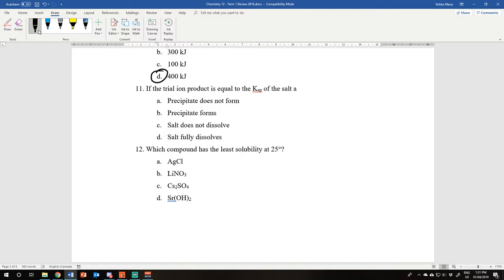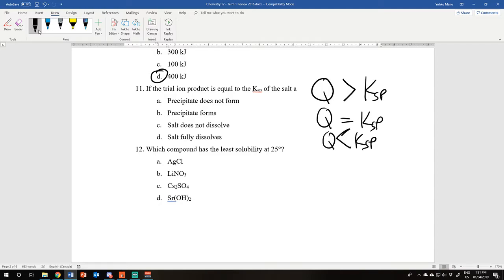All right, so this question says if the trial ion product is equal to the KSP of a salt. So this was when we were talking about trial ion product, and then we had 3 cases. Technically only 2 cases. One was Q greater than KSP, one was Q equal to KSP, and then one was Q less than KSP. These 2 both result in precipitate formation, and this one, no precipitate.